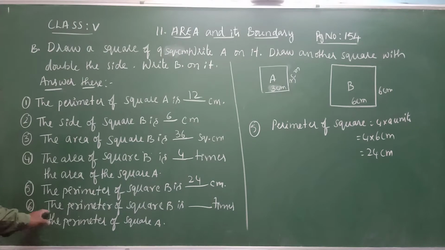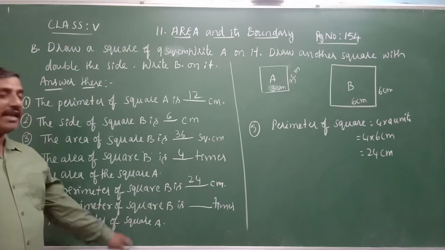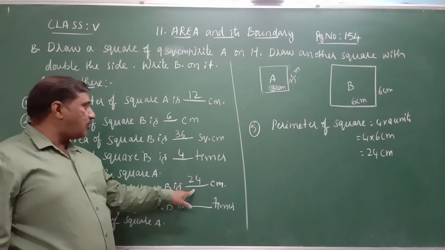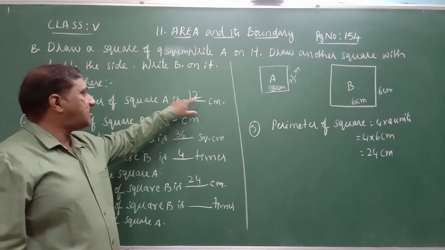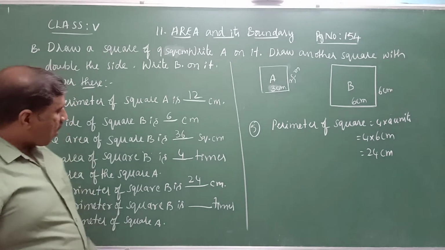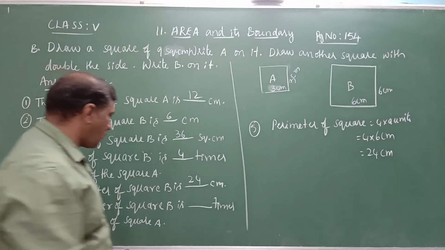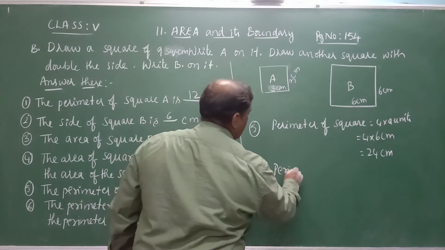Then the perimeter of square B is dash times the perimeter of square A. Perimeter of square B is 24 centimeters, whereas perimeter of square A is 12 centimeters. Now how many times is it more? 2 times. 12 twos are 24. That is perimeter of square B.